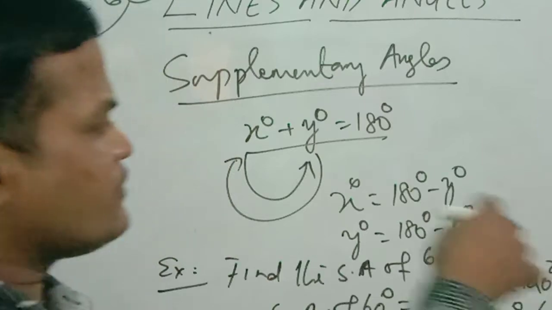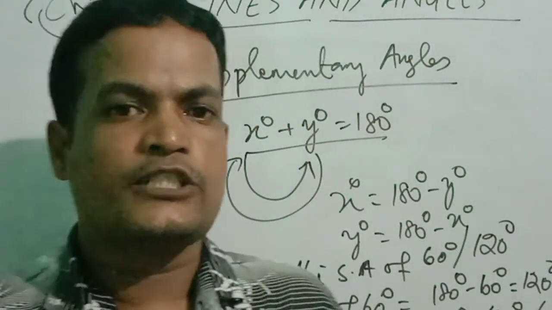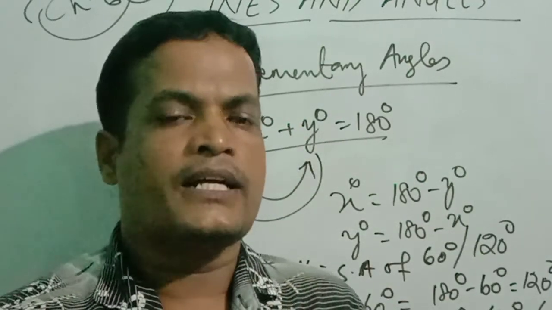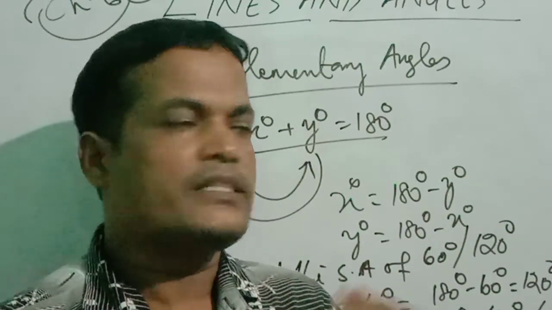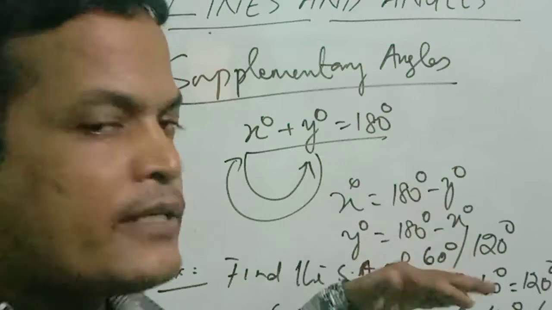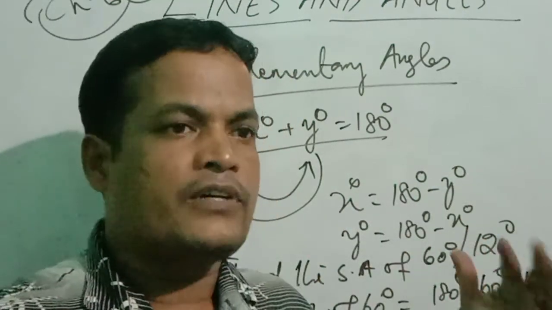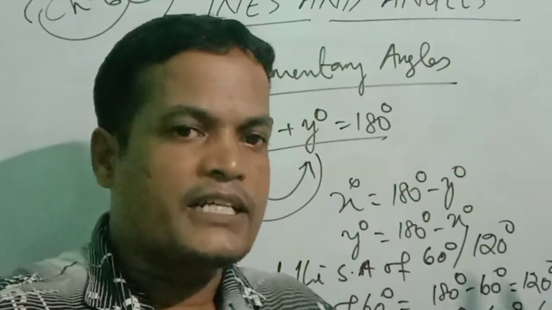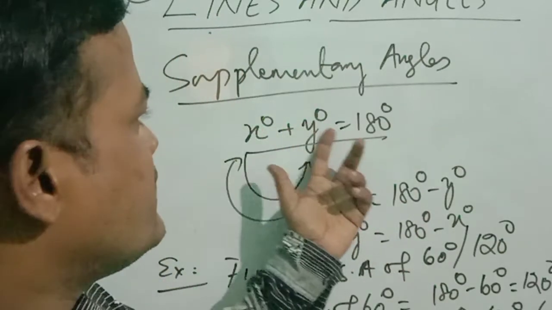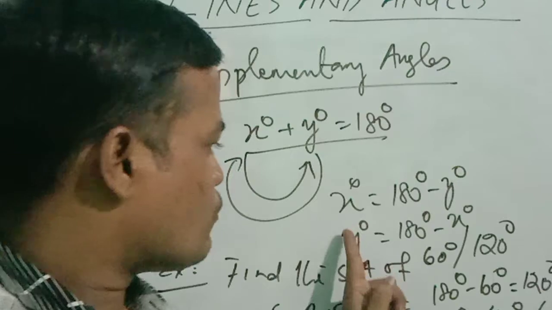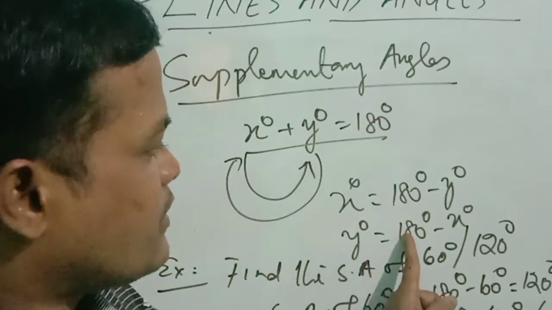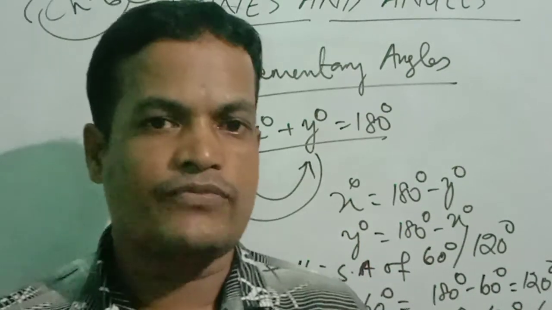So friends, when we are talking about supplementary angles, we are talking about angles whose sum is 180 degrees. Their measurements together equal 180 degrees. And in order to get the supplementary angle of one of them, you just subtract the other. In this case, x plus y is 180 degrees. So x degrees is equal to 180 degrees minus y degrees, and the measurement of y is equal to 180 minus the value of x.